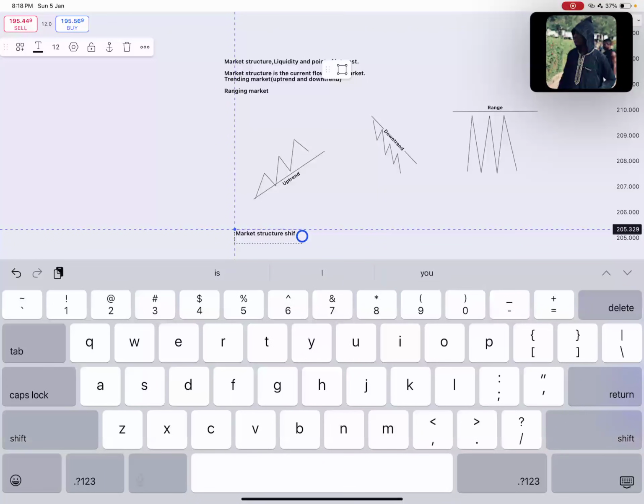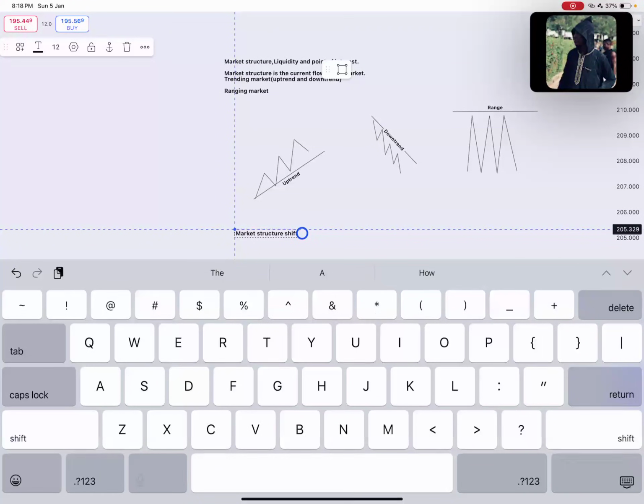Now, what is a market structure shift? It's basically the indication that a current trend is about to end. The trend that the market is on is about to end, and a new one is about to begin in the opposite direction. Let me write it down.